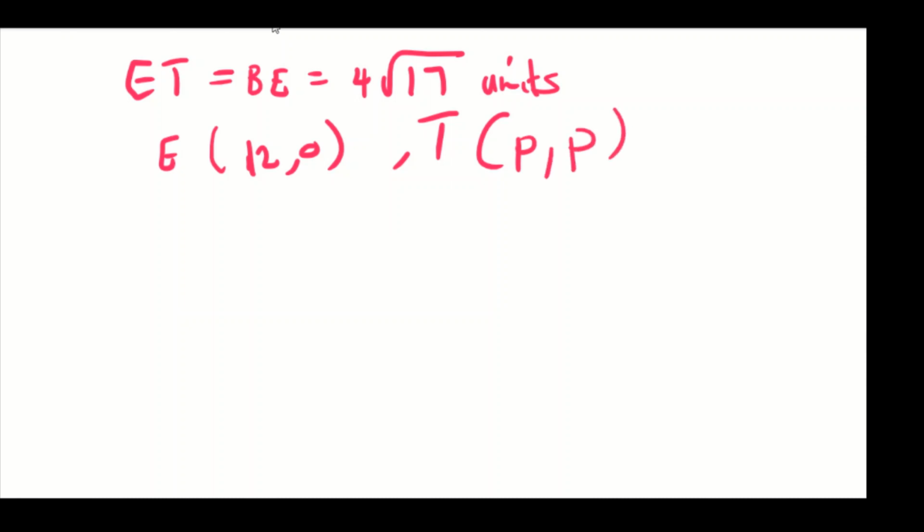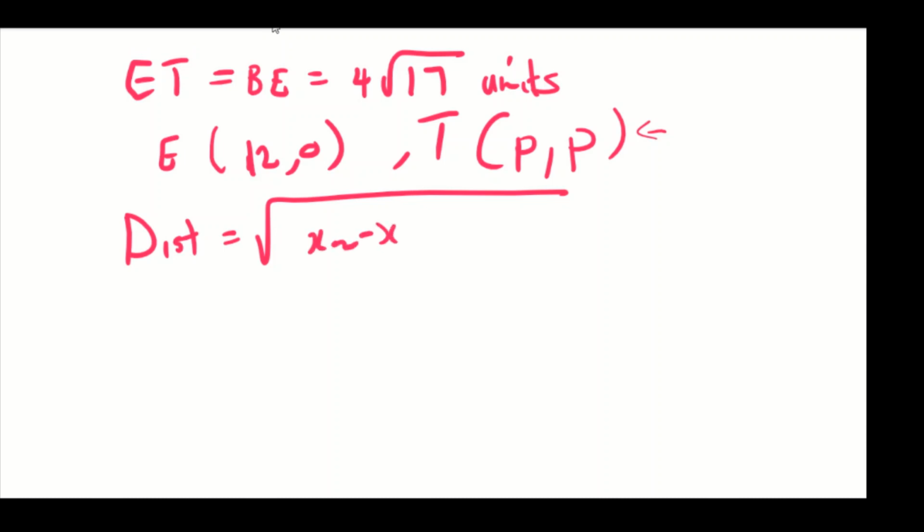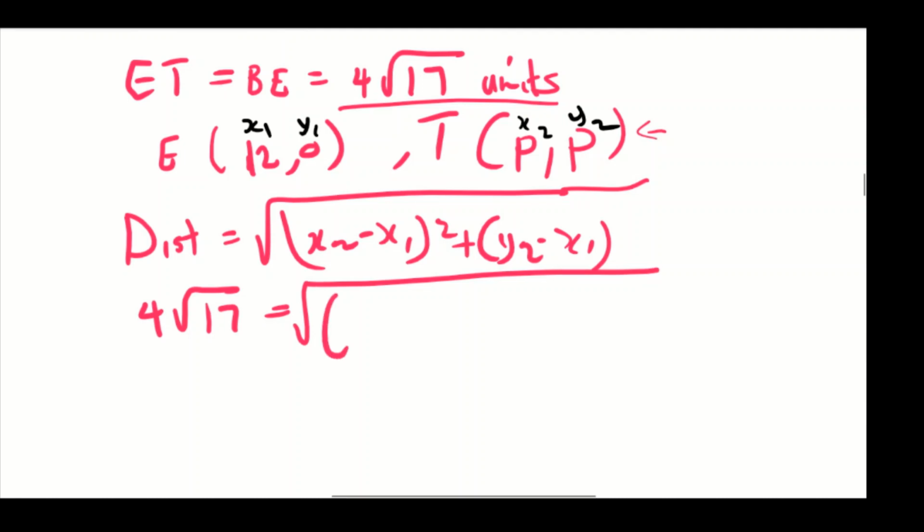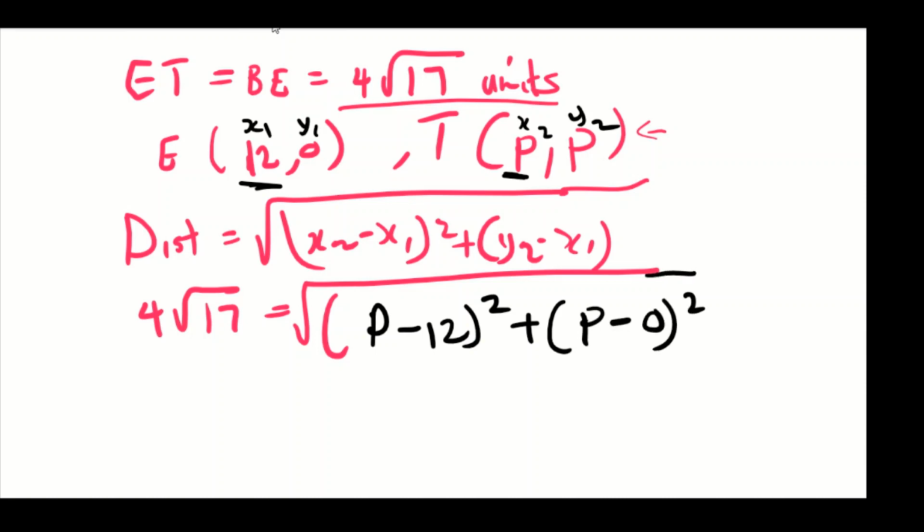So what we will first do is put these coordinates into the distance formula, or the length formula, which is the root of (x2 minus x1) squared plus (y2 minus y1) squared, right? We know this is the distance, 4 root 17, being equal to, so let's say this is x1, y1, x2, y2. You just substitute: our x2 is p, our x1 is 12, so it's (p minus 12) squared, plus our y2, which is p, and our y1 is 0, squared.